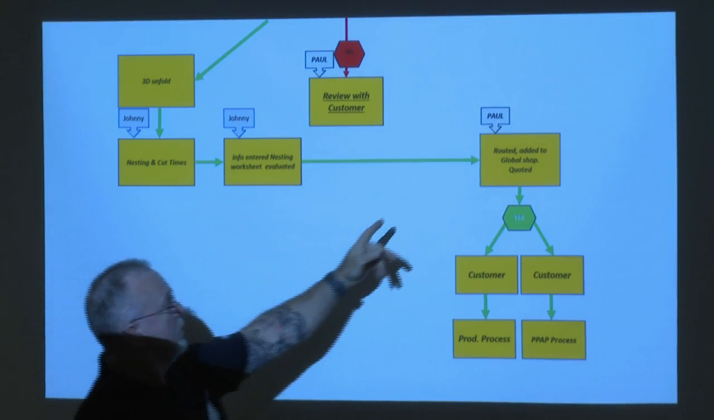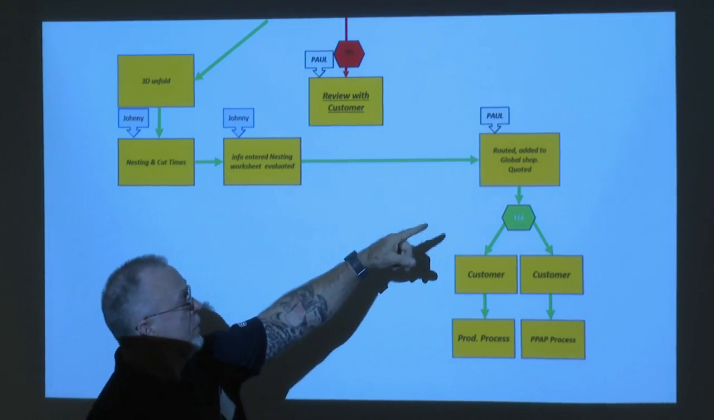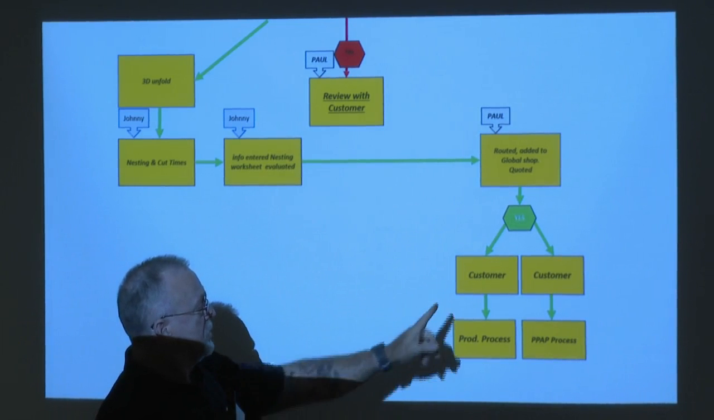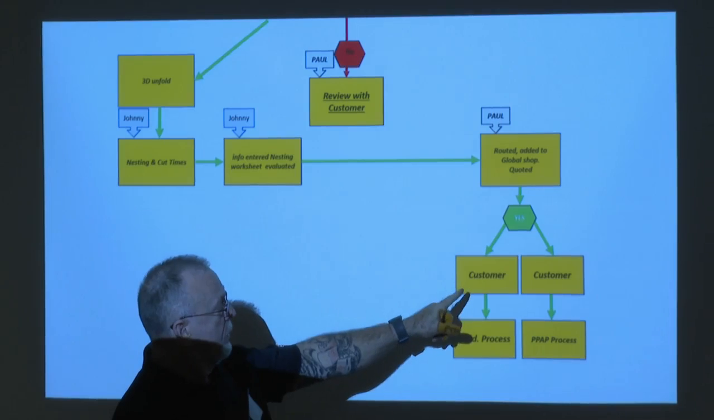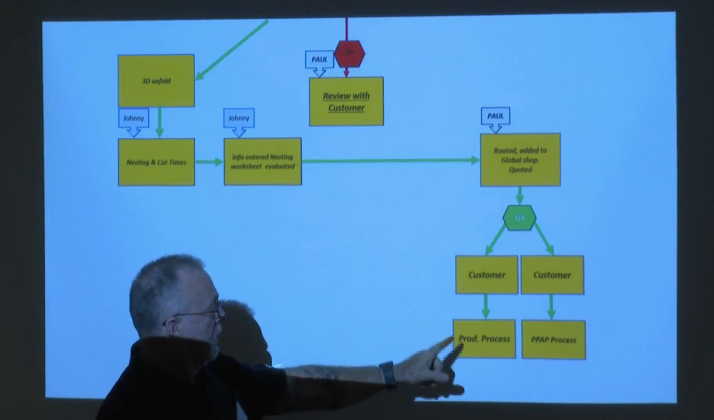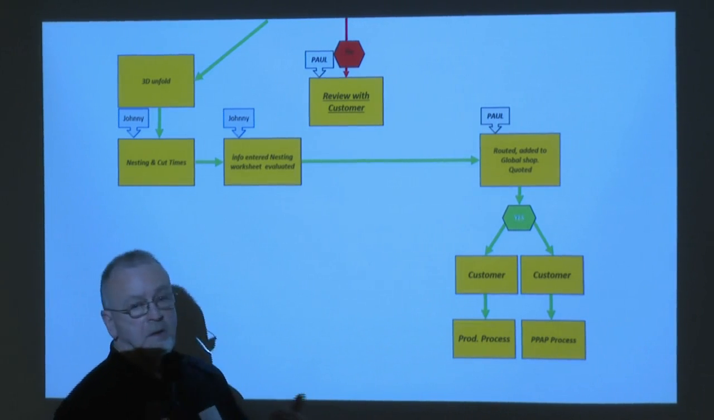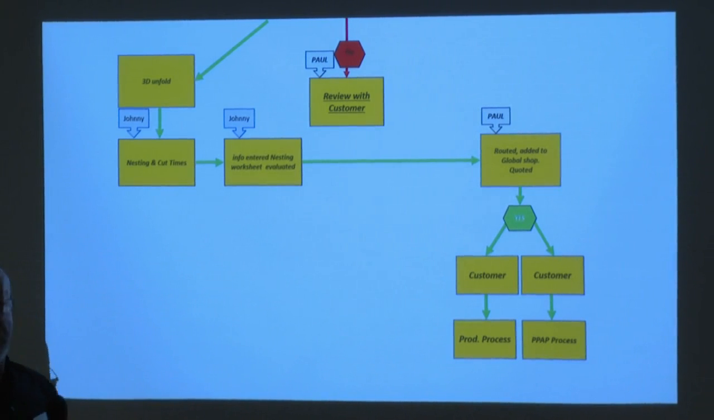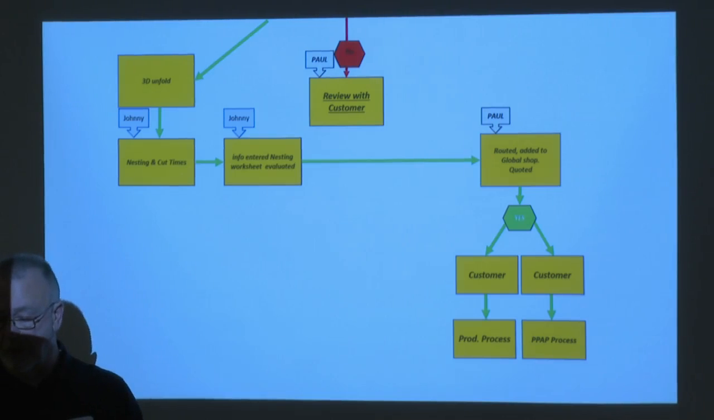We cut it. It comes back out. It's routed and ordered in the global shop for us by Paul. If it's yes, we do the PPAP. It goes to the customer, and in the PPAP process, the customer determines whether it's acceptable or not.